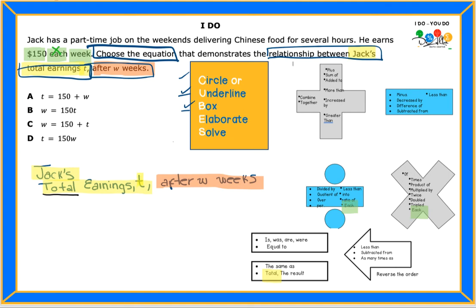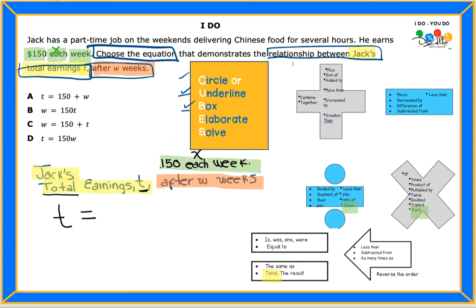So then we notice here that for Jack's total earnings, they're using what letter? Letter T. So we use the variable T, and then the word total that represents equal, we just write it right after. Now, are you familiar with writing equations? Yeah, you have done it in class before. Great. Then the other information here is after W weeks. On top of this information, I'm going to write the information that we also got in the scenario for the word week.